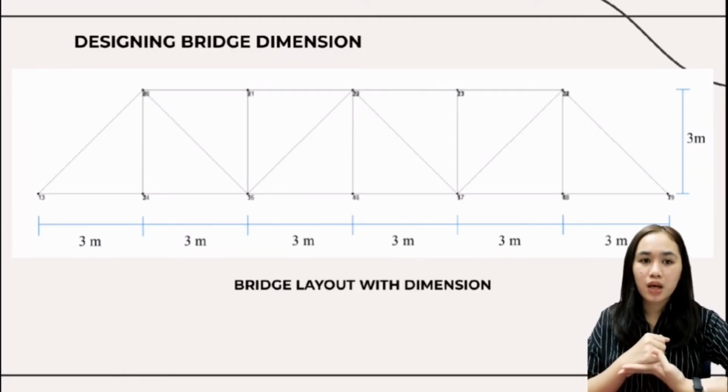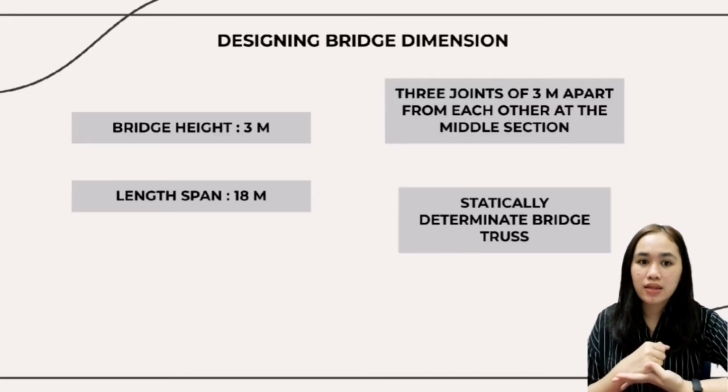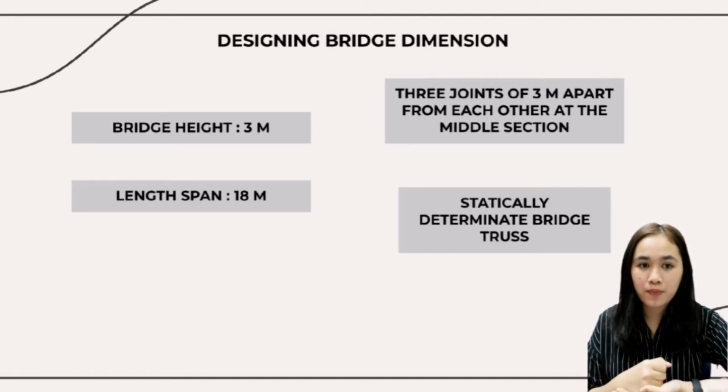Okay, next is the bridge dimension. Here is our bridge layout design with dimensions. From the layout, we can see that the bridge height is 3 meters and the length span is 18 meters, with 3 joints 3 meters apart from each other at the middle section. The determinacy of the bridge truss is up to us, so we chose to design a statically determinate bridge truss.